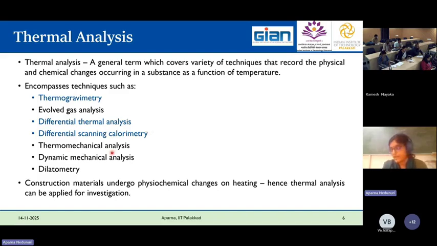We also have thermomechanical analysis. In thermomechanical analysis, we understand the change in deformation, the mechanical changes happening within the system, whether it is expansion or any other mechanical change. In dynamic mechanical analysis, we understand phase changes like glass transition temperature, or the change in moduli of the system. These things we can understand through dynamic mechanical analysis. There is another technique called dilatometry. In dilatometry, we can understand the change in volume.